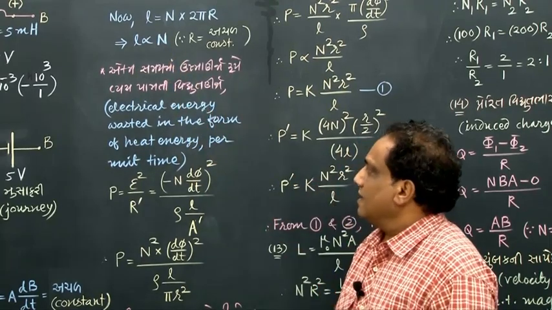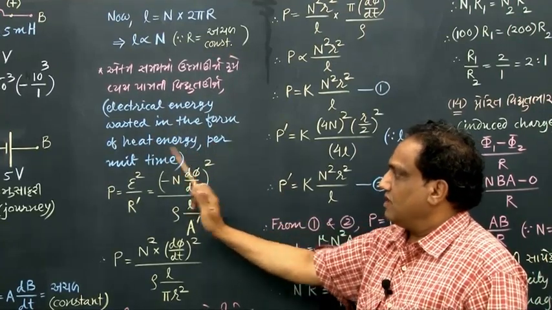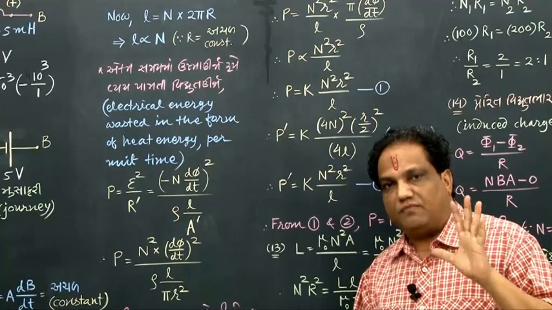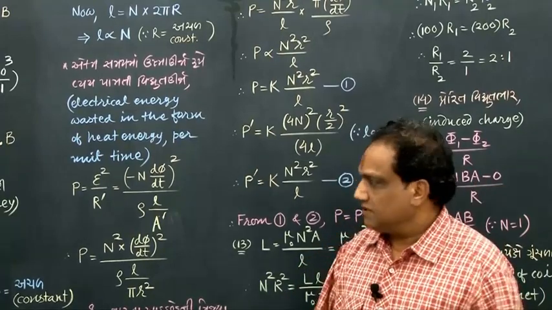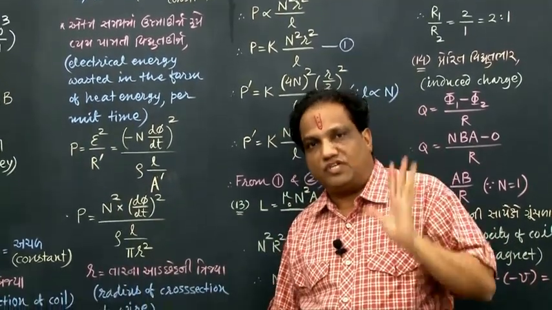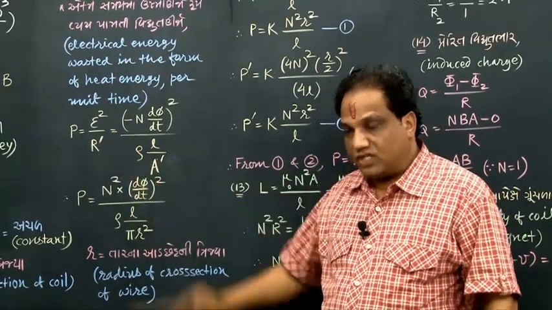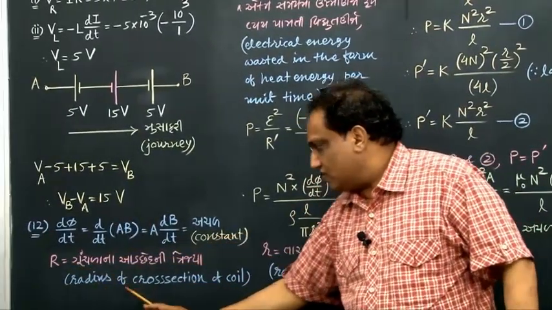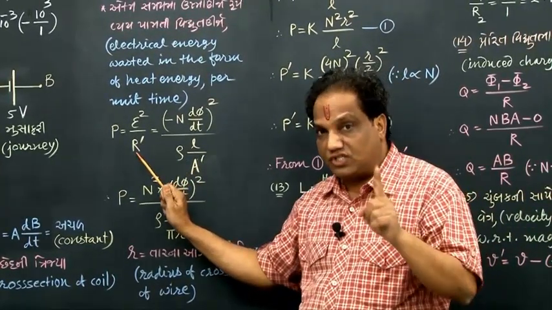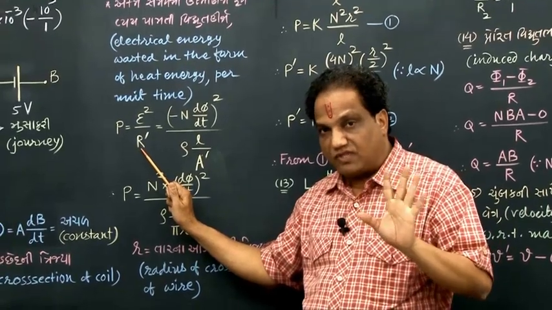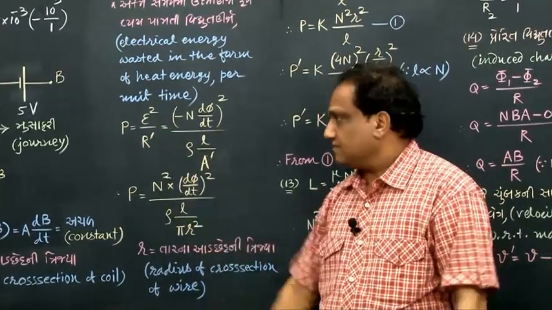Correct? Fine. Now electrical energy wasted in the form of heat energy per unit time. Energy per unit time, what is it? Power. Because you are talking about electrical energy, we should talk about electrical power. Let it be capital P. You know its formula is E square upon R. But actually R we have used for radius of cross section of coil. So I am just placing here R dash. It indicates resistance of the coil. Okay. Don't get confused between the symbols. Here capital R is radius. Here capital R dash is resistance.